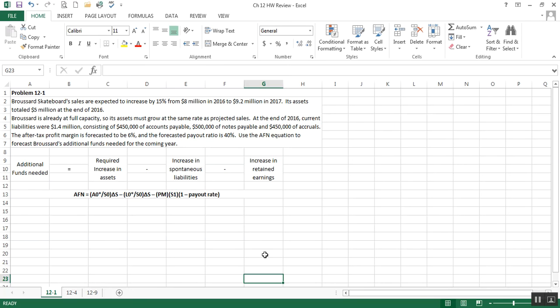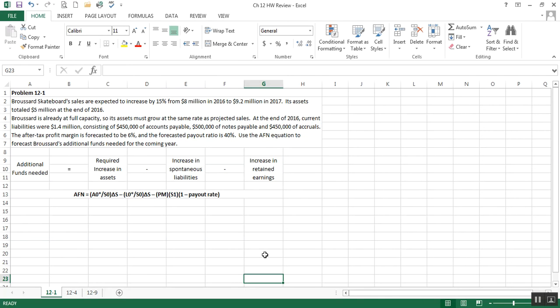At the end of the current year, current liabilities were 1.4 million, consisting of 450,000 of accounts payable, 500,000 of notes payable, and 450,000 of accruals. The after-tax profit margin is expected to be 6%, and the forecasted payout ratio is 40%. Let's use the additional funds needed equation to forecast their additional funds needed for the coming year.